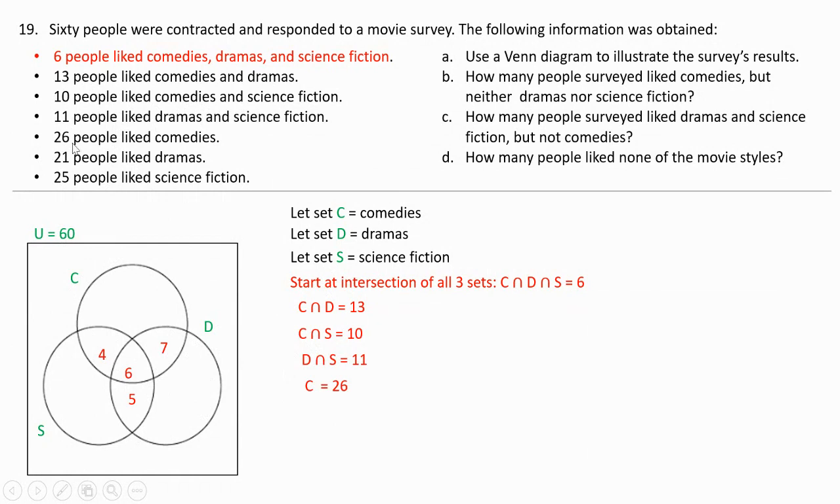Now we're going to see, right? So 20 people like comedies. So all this must equal 26. We got 4 and 6 is 10, plus 7 is 17. So 26 minus 17 will give us 9. So 9 is on the outside right here, because all this must be equal to 26.